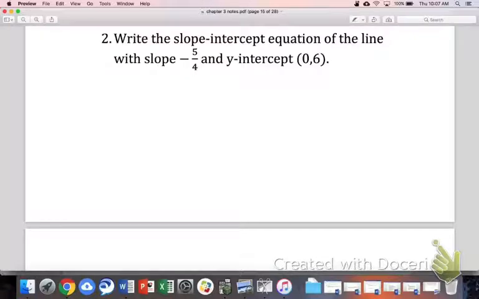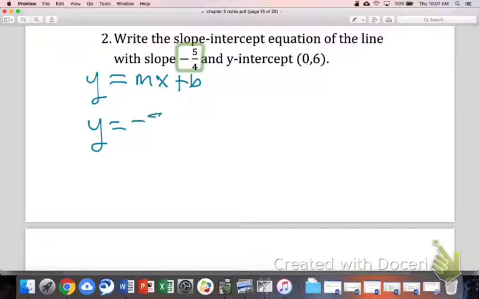Let's remember what slope-intercept form is first, right? It's y equals what? mx plus b. And remind me, what does the b stand for? The y-intercept, and the m stands for the slope. So I am told that the slope is -5/4. So what I would do to write the equation of this line is I would replace the m with -5/4. So it'd be -5/4 x.